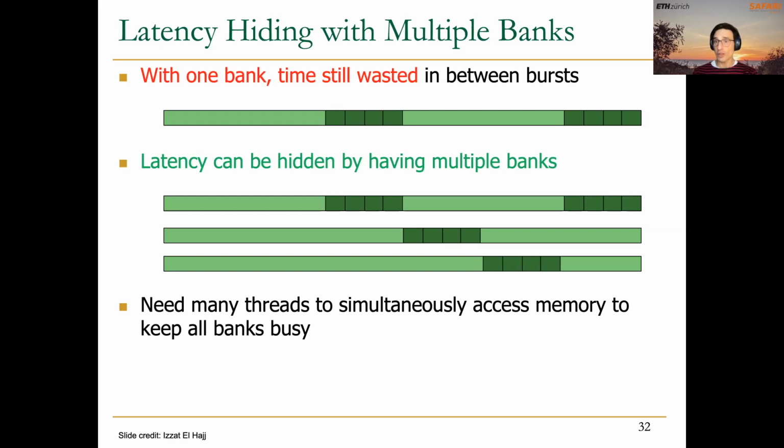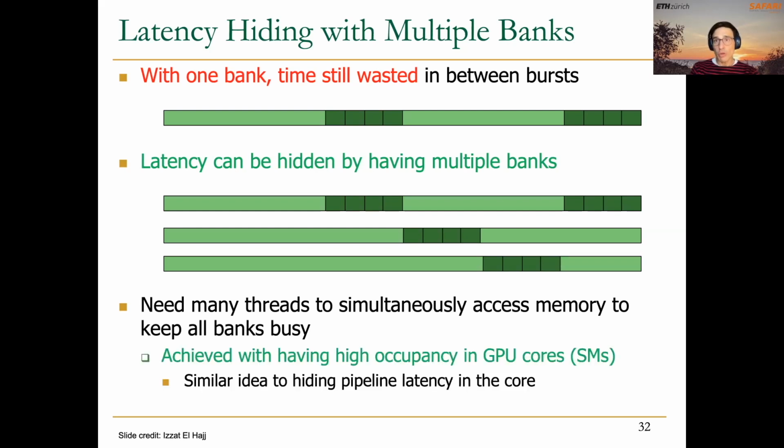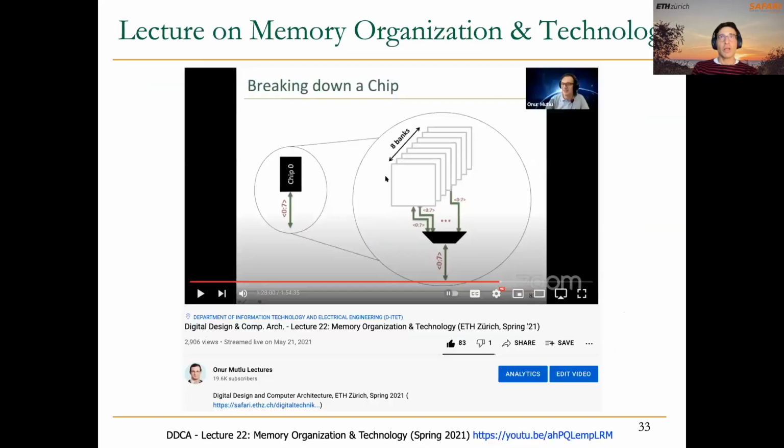We will take full advantage of this possibility of having multiple banks when we have multiple threads accessing memory. And that happens when the occupancy in the GPU cores or SMs is large enough. So after having reviewed this DRAM memory subsystem and this top-down approach, we are going to go into more specific details about how we have to access memory in GPUs. But if you want to learn more about the memory organization and technology, I can recommend this lecture delivered by Professor Mutlu in spring 2021.